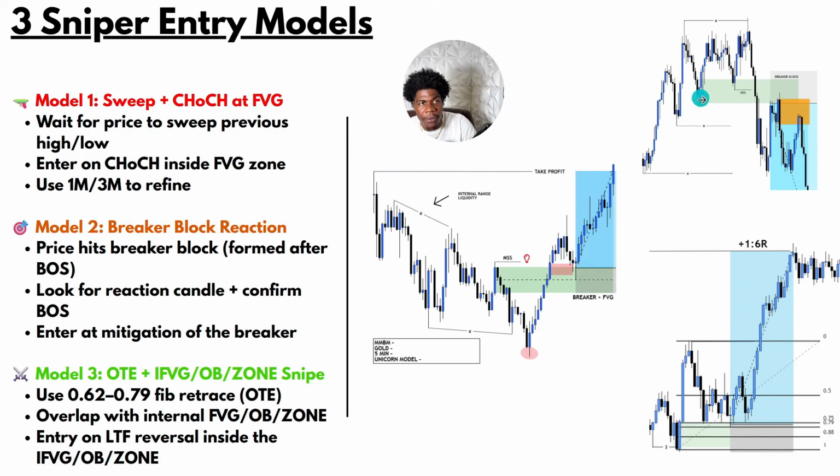This is the breaker block. Price pulled back and mitigated the low of the breaker. Your stop loss goes at the candlestick wick and you're targeting these prior old liquidity lows. This is our breaker block reaction.